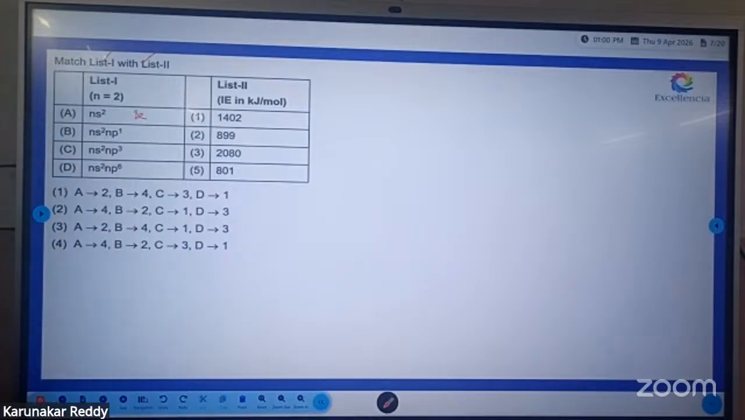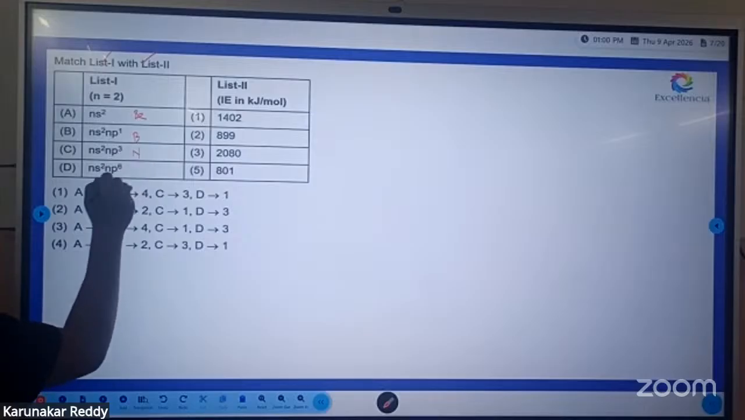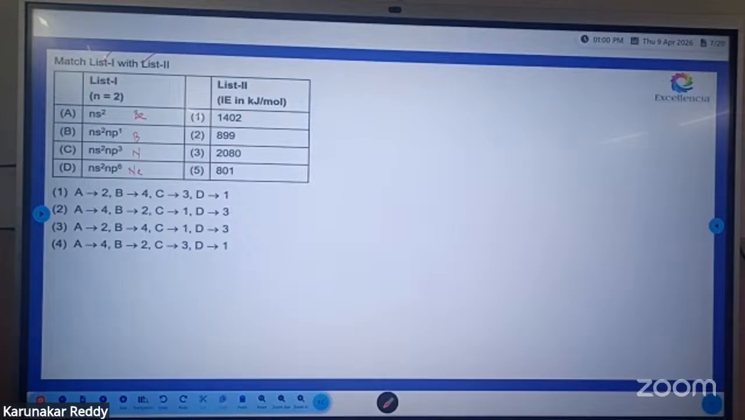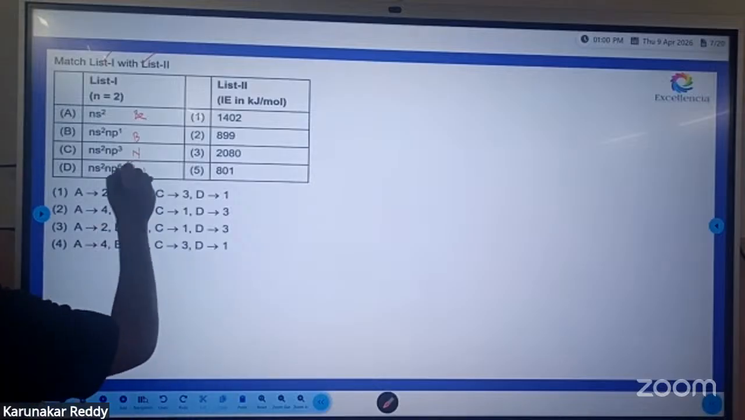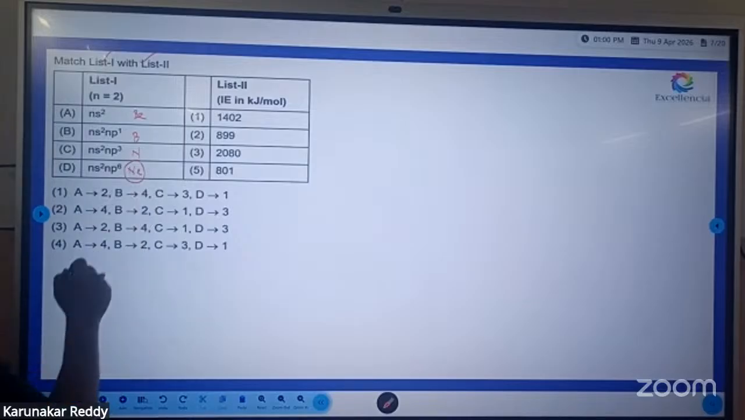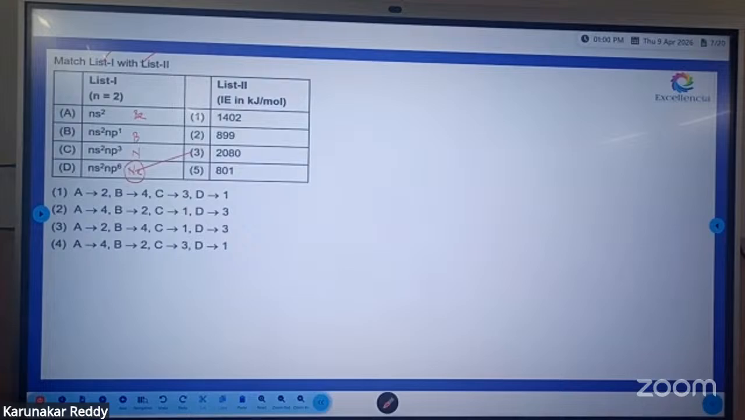You can write it as beryllium. This one is boron. This one is nitrogen. This one is neon, because 2s2, 2p6 is neon. Now neon is an inert gas. It has an octet configuration. For the removal of an electron, much energy is required, so here 2080 will be the highest in this. Therefore, I can take that one.